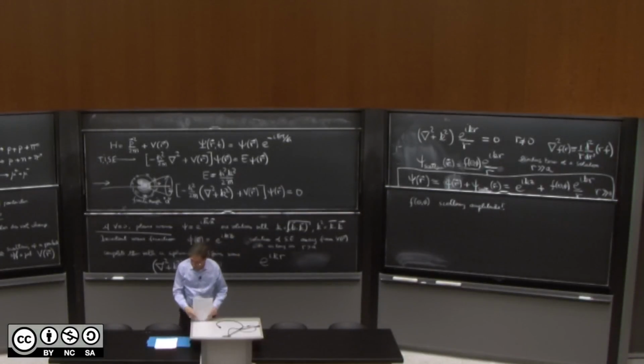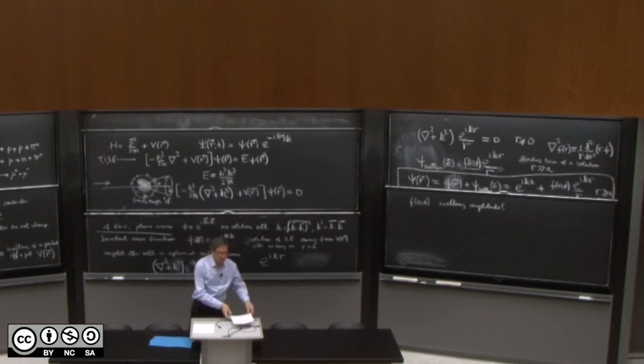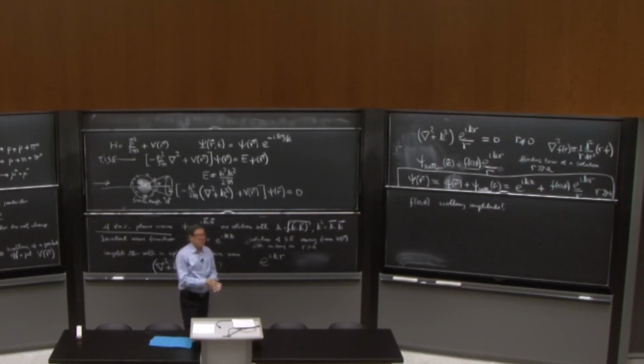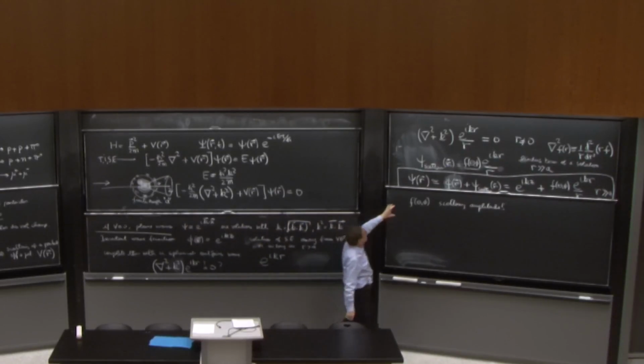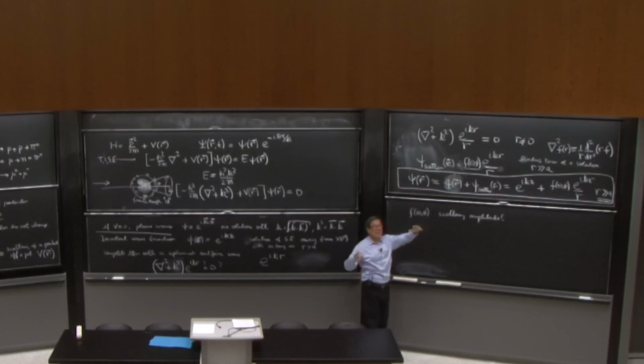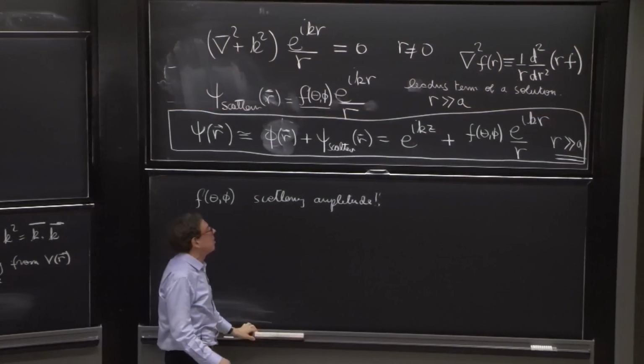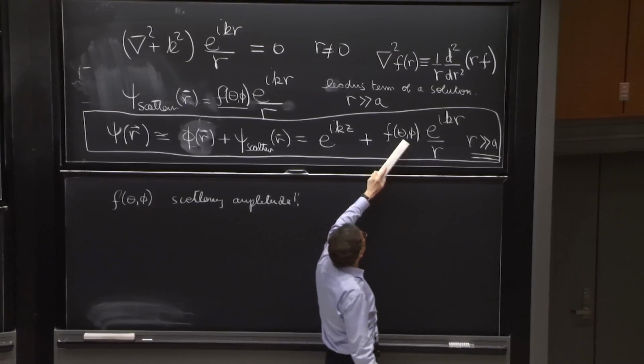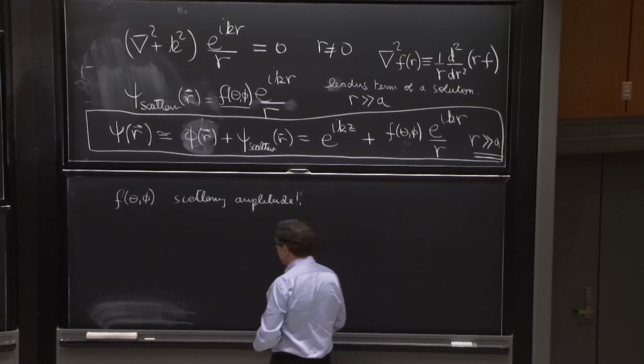Okay, so we have set up the problem. We now have to understand what is the physics of this f of theta and phi. In a way, solving the scattering problem means solving for the thetas and phis.